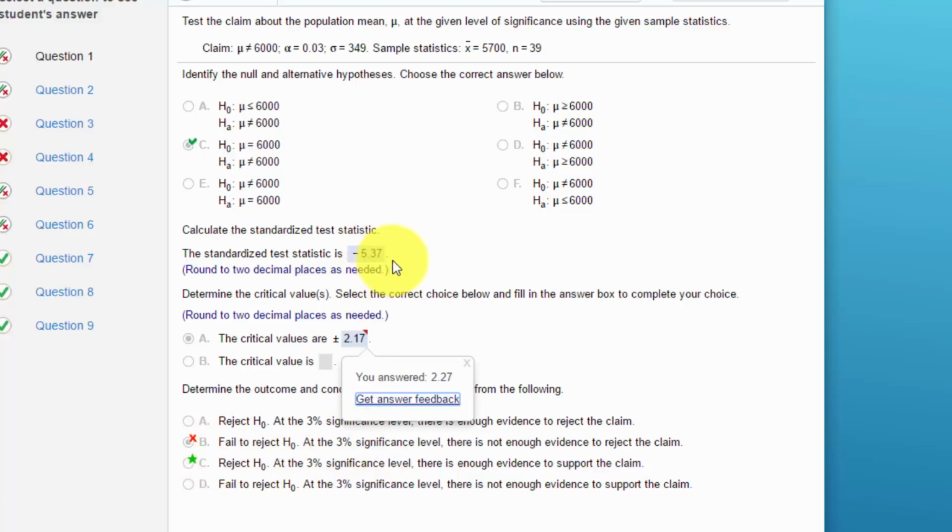So be really careful. Identify what the alternative is. That determines the tails of the test, which in turn determines the critical values. And if you're using the rejection area approach to solving the hypothesis test, that will determine whether or not you get the right or wrong answer.